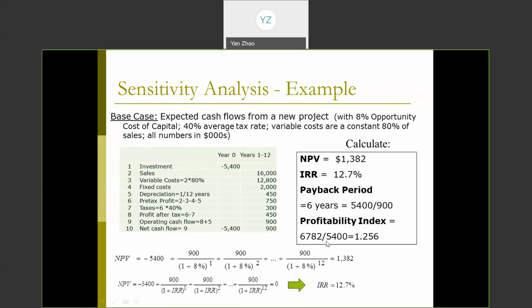Your profitability index number is all the discounted value of the $900 in this big box divided by $5,400 initial investment, and it is 1.26. So the profitability index is always going to be a positive number. Well, unless you incurred a loss in the future, right? If the net present value is a negative number, you will have a negative number for the profitability index. Means you incurred a loss. All right.